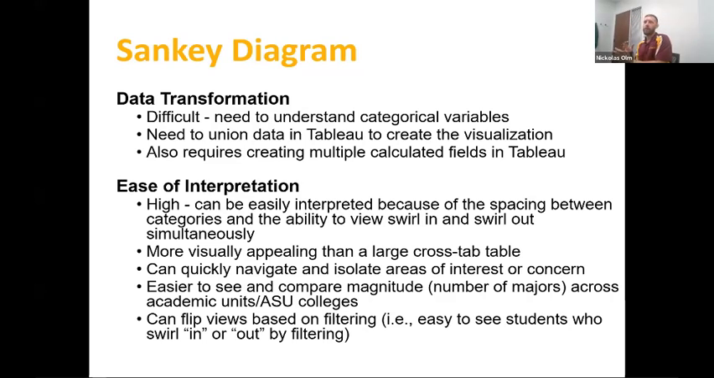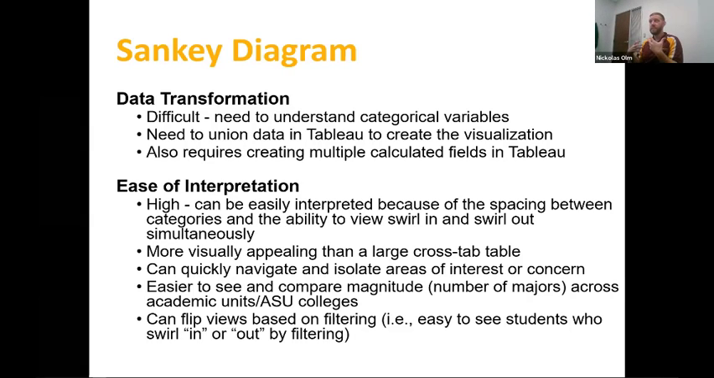I tried making a Sankey diagram in Tableau, and the data gods didn't allow me to have that ready for today. So I just have a screenshot of a Sankey diagram, but we're hoping to use the Sankey diagram like we did in R, but put that in Tableau because of the more functionality that Tableau provides, as well as being able to put that visualization through Tableau onto our analytics webpage. But for a Sankey diagram, again, the data transformation is difficult. You need to understand the categorical variables between the data.